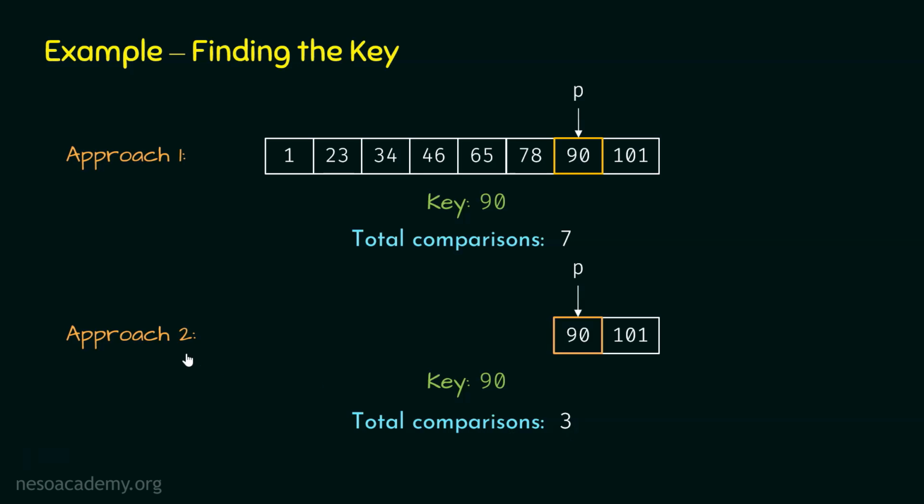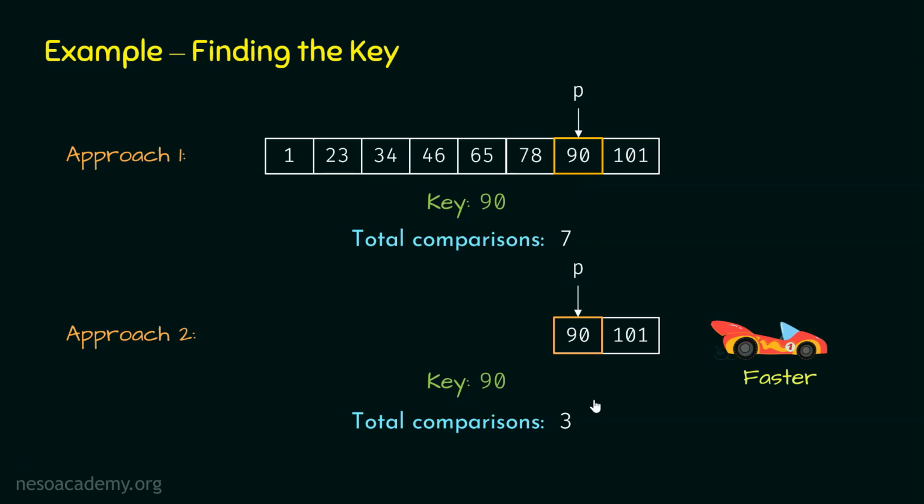So approach number 2 is faster than approach number 1. In approach number 1, we took 7 comparisons to come to the conclusion that 90 is available in the list, while in this case, we took 3 comparisons. So clearly, approach number 2 is faster. I hope this concept is clear. We got a faster approach to solve the same problem. This means we got a faster algorithm.